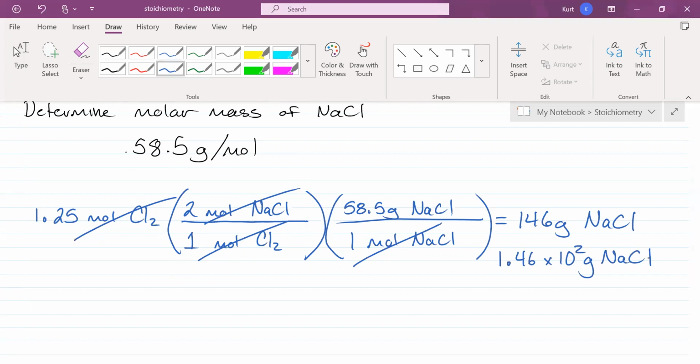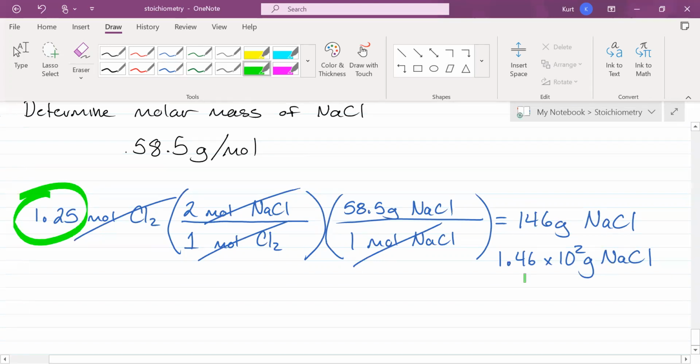Yes. Well, if you look at the original number, 1.25, that's 3 sig figs. Yep, 146 is 3 sig figs. And why do you put it in grams, not grams per mole? Because you canceled out moles. Right here. You canceled it out.